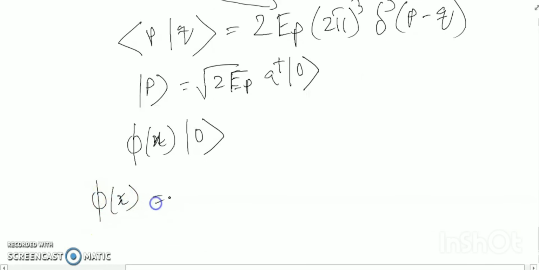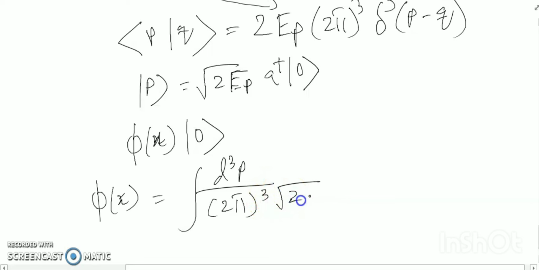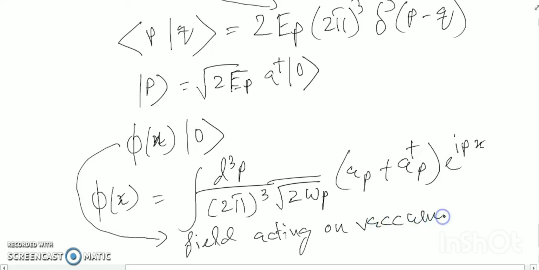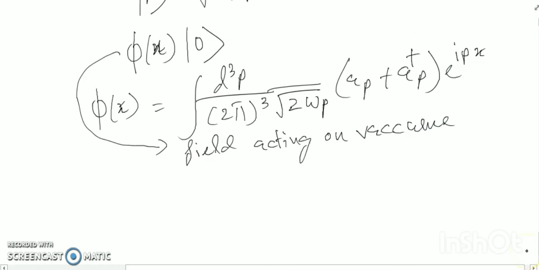I can write phi(x) equal to the integral of d^3p divided by (2 pi)^3 times 1 over root of 2 omega_p times (a_p plus a dagger_p) times e to the power i p x. This expression means the field acting on the vacuum. The annihilation operator acting on the vacuum will give us zero, so this portion vanishes and only the creation portion will remain.